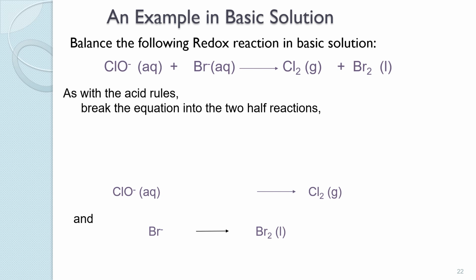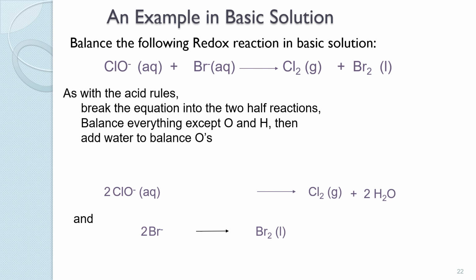Then you're going to balance everything except the oxygen and hydrogen. Balance everything else except O and H. So I had to put a 2 in front of the bromine, and actually a 2 in front of the chlorine. Now the next thing you want to do is balance the oxygen. In this case, because I have 2 oxygens on the left, I need 2 on the right, so I added 2 waters. Now my hydrogens are unbalanced, so I have to add 4 hydrogen to the left.